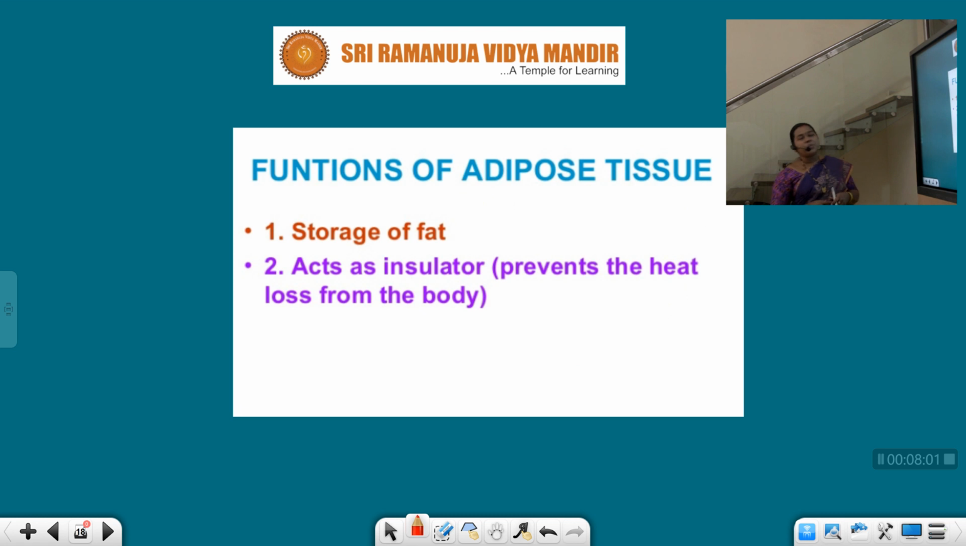Next, functions of the adipose tissue. It mainly helps in the storage of fat, and it acts as an insulator, preventing heat loss from the body.